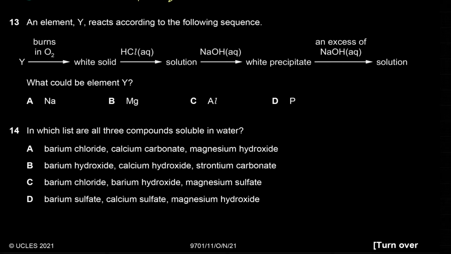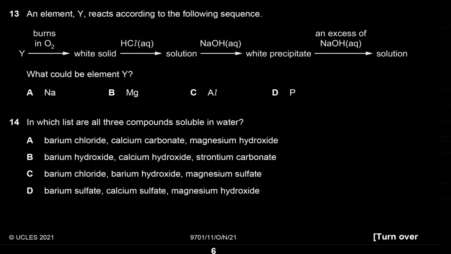An element Y reacts according to the following sequence. It burns in oxygen to form a white solid, which reacts with HCl to give a solution. With NaOH aqueous, it gives a white precipitate, and with an excess of NaOH aqueous, it gives a solution again. What could be element Y? The answer over here is aluminum, and the reason why is this.